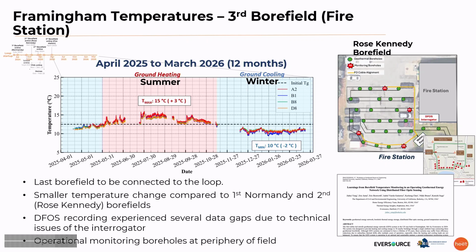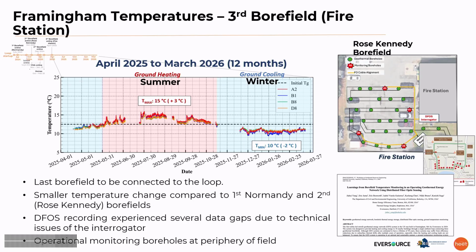And we can move on to the 3rd bore field. Now, all of the buildings have been connected by the time this bore field goes online. All the other bore fields have also been connected. We have some data gaps just from the issues with the interrogator, and we also notice that there's a smaller temperature change compared to the 1st and the 2nd bore field.